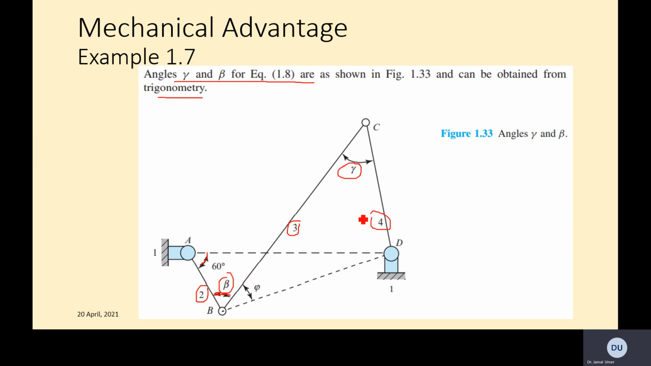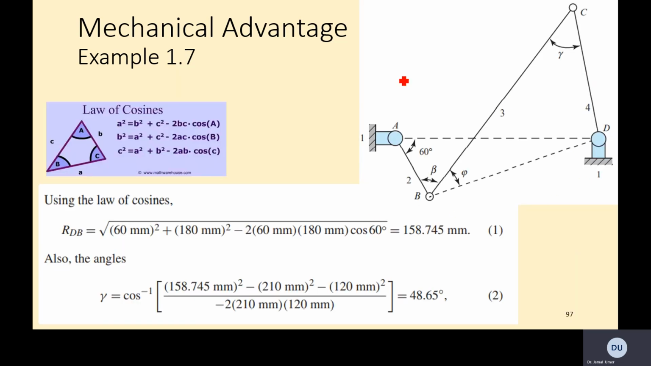All right, now step by step. First we want to find gamma. Just remember, these calculations are based on the angle being 60 degrees at that particular position. So we will work out what this parameter is.